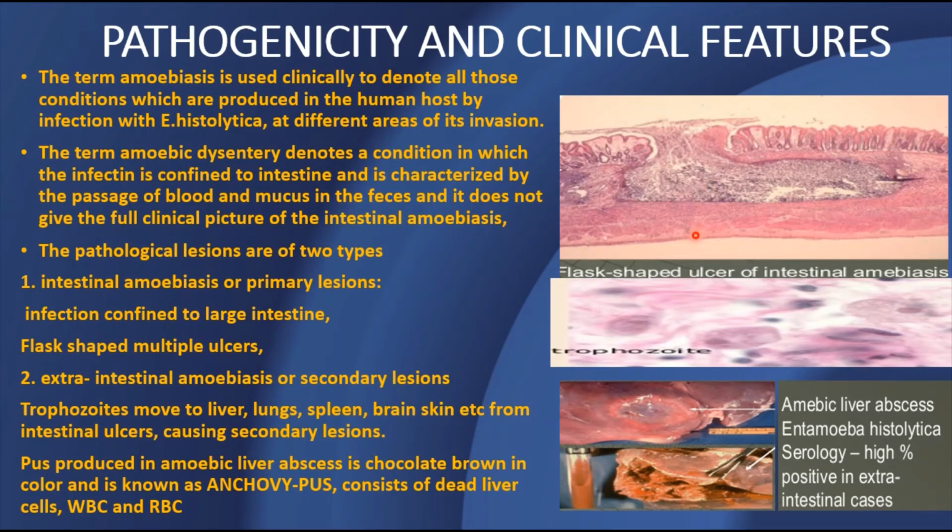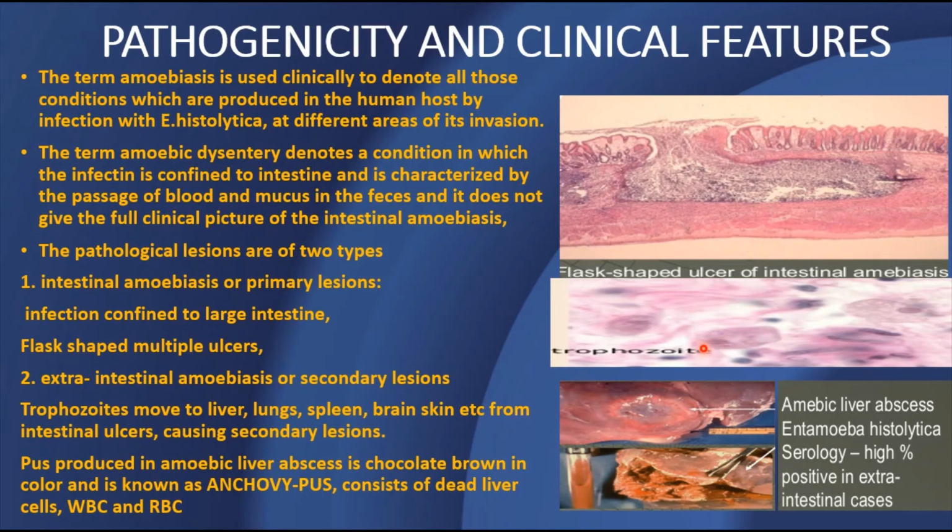Then moving to the second type, extraintestinal amoebiasis or secondary lesions. Here the trophozoites of Entamoeba histolytica, as I told you, are sometimes carried into the portal blood circulation from the intestinal ulcers and reach the liver, lungs, spleen, brain, skin, etc. That means other than the intestine, they go to extra-intestinal parts, where they produce the secondary lesions.